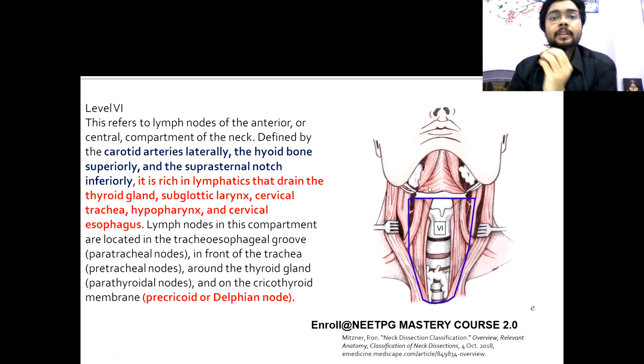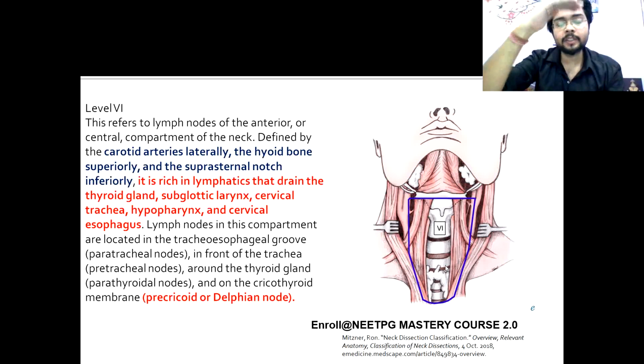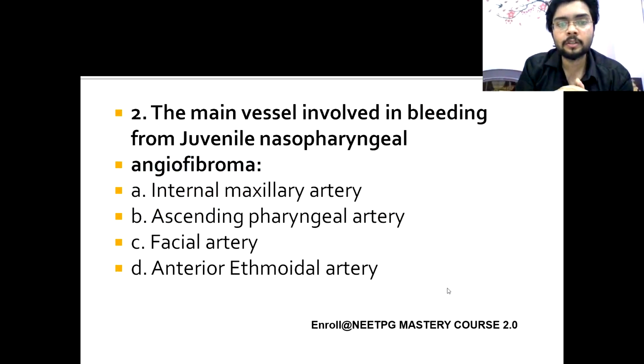and that is why in papillary carcinoma of thyroid, most of the time we have to do a central group of lymph node dissection. That means level 6 group of lymph nodes are removed in most papillary carcinoma of thyroid, because they have a tendency to metastasize to the central compartment, that is level 6. Okay, so knowing the boundaries of level 6 is also very important. Bilaterally carotid, superiorly the inferior border of the hyoid, and inferiorly the suprasternal notch.